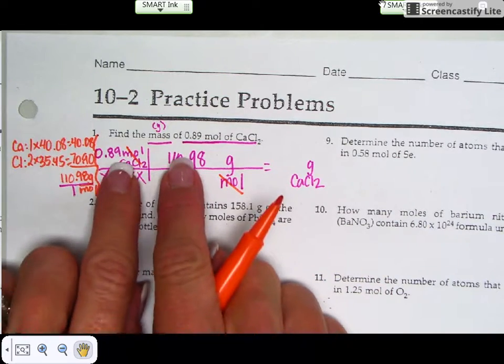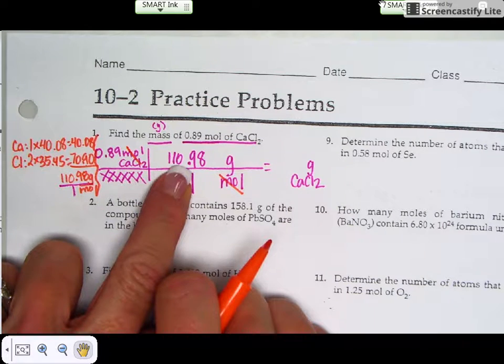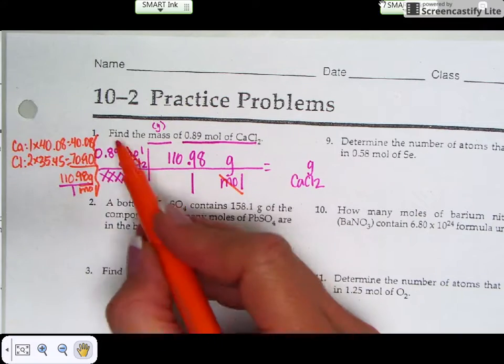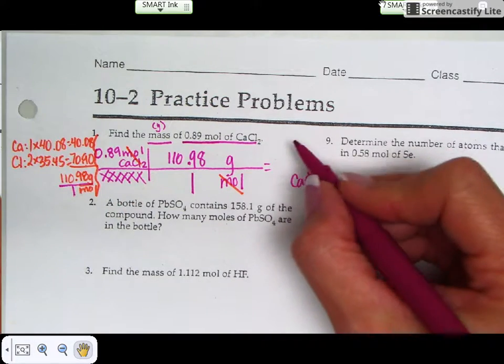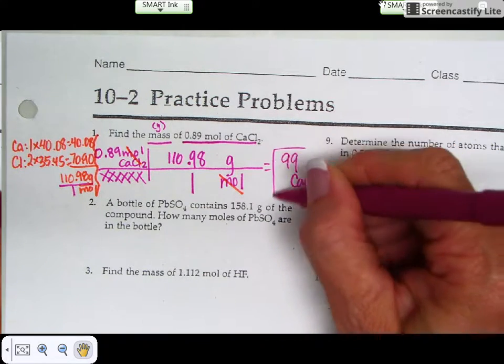So what this means is, since these are side by side, I'm going to multiply 0.89 times 110.98, and then you're going to want to round that to 2 significant figures. So your final answer, when you round it correctly for this, will be 99 grams of calcium chloride.